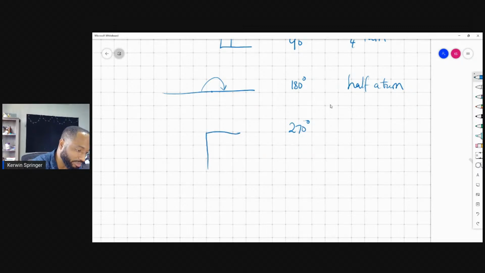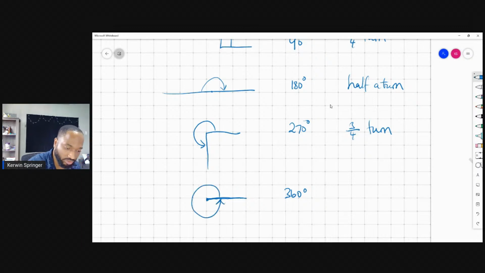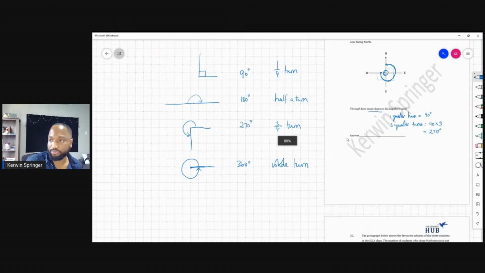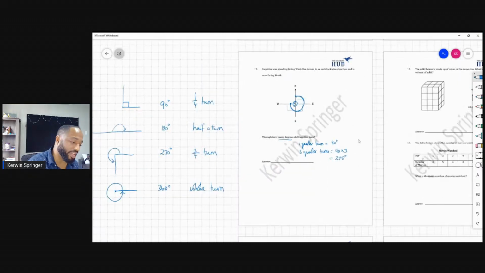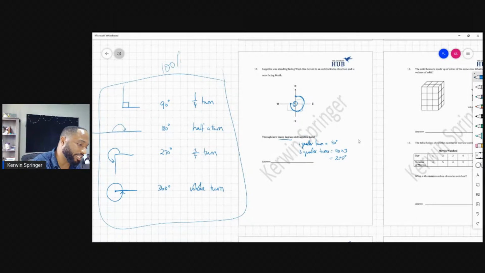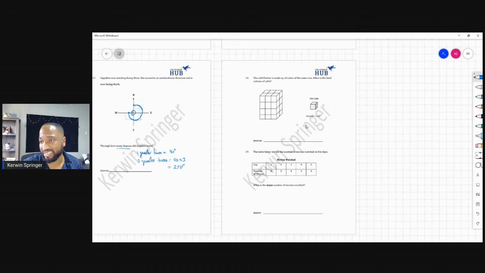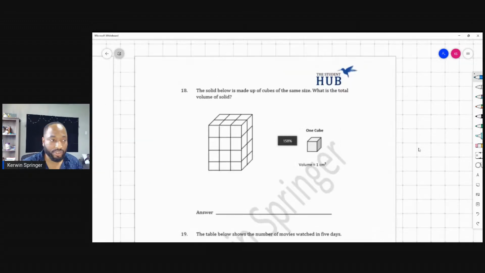Now it doesn't necessarily need to be this way. It could be any direction, anti-clockwise or clockwise, and we call this a 3/4 turn. And then 360 degrees, what is that going to be? That's going to be a whole turn. Got it? This is going to come in your exam, 100%. You'll see something like this being tested, either in time, turns, the compass, anything. You must get some kind of turning question.